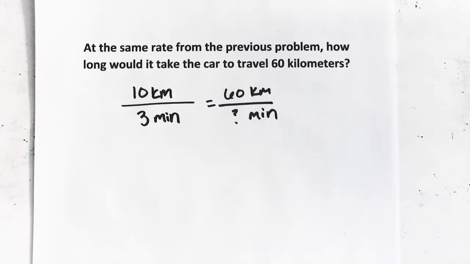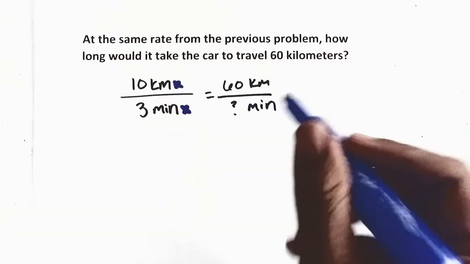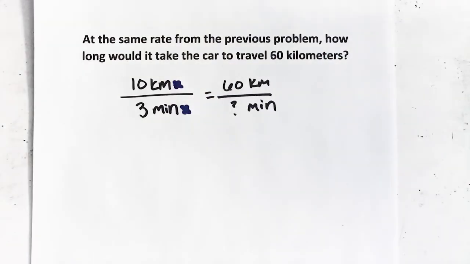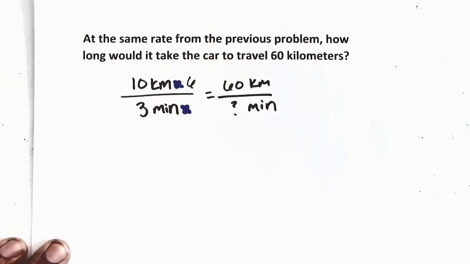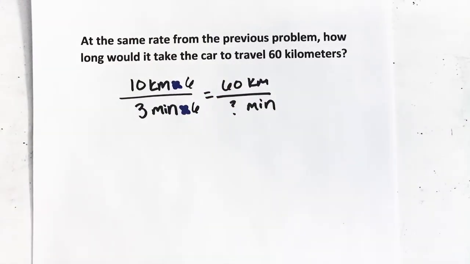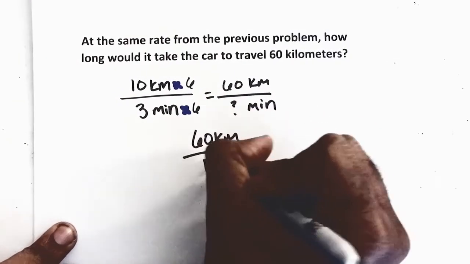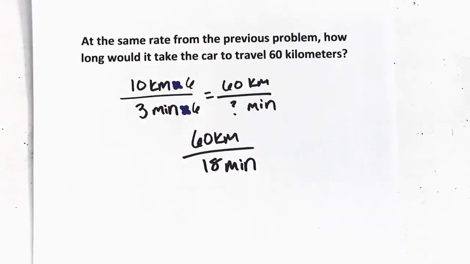So now I want to know, what can I multiply both my numerator and denominator by to create an equivalent unit rate, well, equivalent rate? So 10 times what is going to give me 60? Correct, 10 times 6 gives me 60. So remember, whatever I do to my numerator, I do to my denominator. So I can also multiply my denominator by 6, which is going to give me what? 18. So 60 kilometers over 18 minutes. So how long will it take the car to travel 60 kilometers? Correct. It will take the car 18 minutes to travel 60 kilometers.